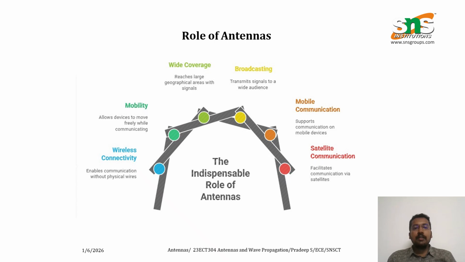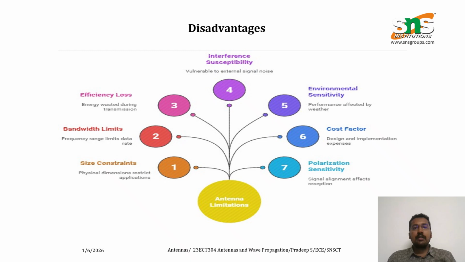Role of the antenna: it gives wide coverage, is used for broadcasting, mobile communication purposes, and satellite communication. It allows devices to move freely while communicating and enables communication without physical wires. The disadvantages of the antenna are given: interference, environmental sensitivity, polarization sensitivity, size constraints, bandwidth limits, and some efficiency losses.